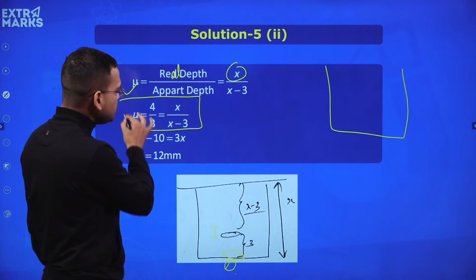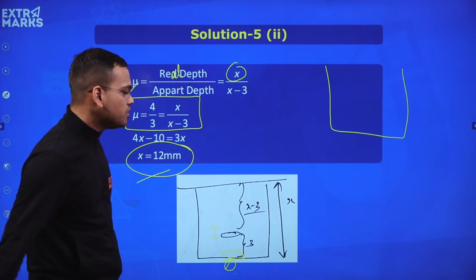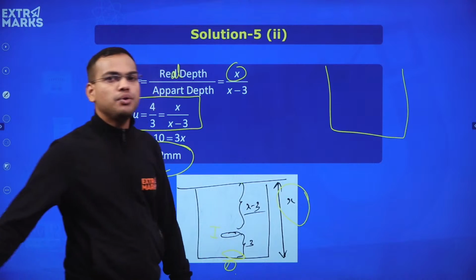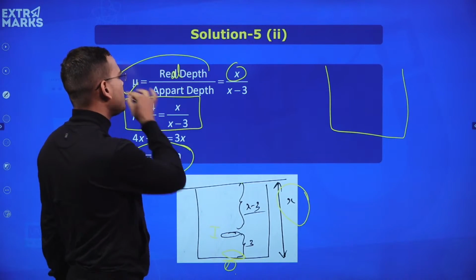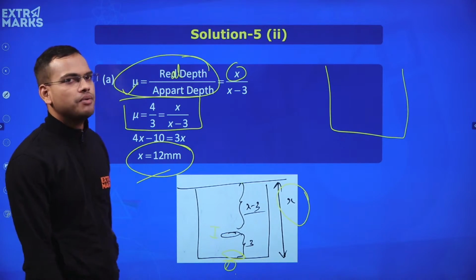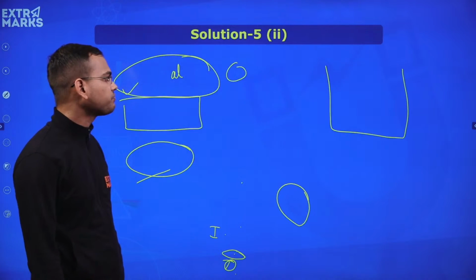So we do the calculations here and you will get the answer as 12. So the actual depth of the coin will be 12 millimeter. So this question is just checking whether you know this real depth versus apparent depth or not, okay?